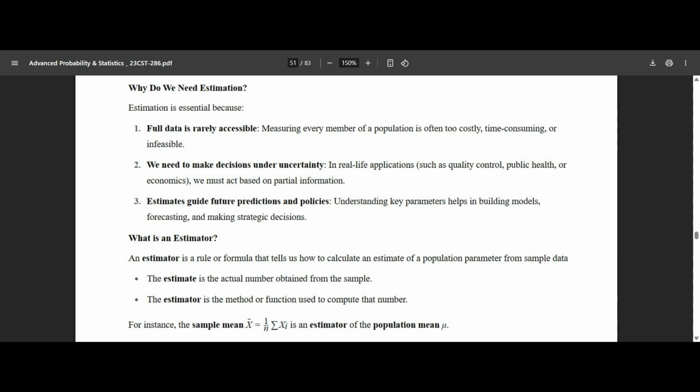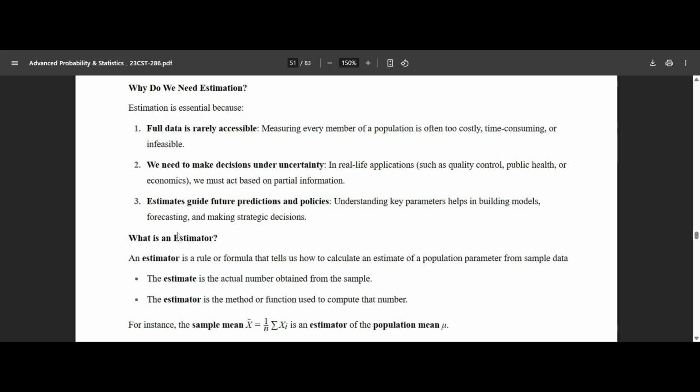And thirdly, estimates guide future predictions and policies. Understanding key parameters helps in building models, forecasting, and making strategic decisions. So why do we need estimation? We need it due to these reasons.